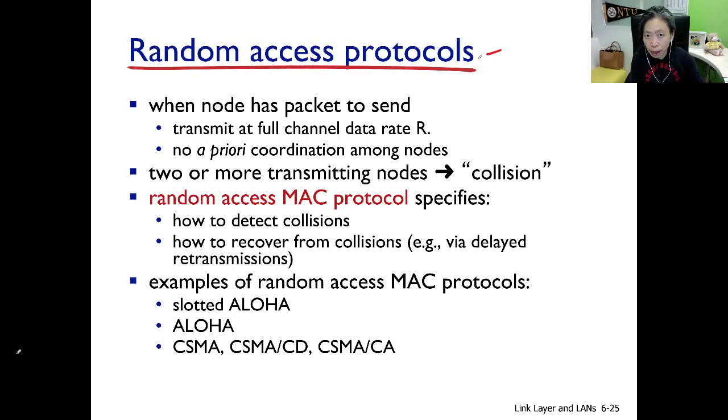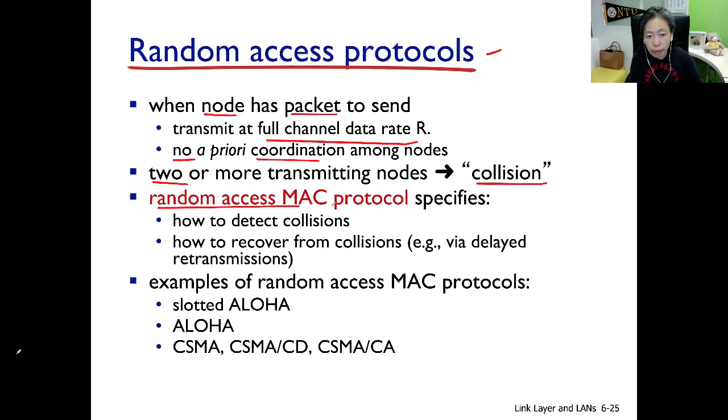This is the next big category. The node running on the random access MAC will send data at the full data rate, and there are no coordinations among nodes. Therefore, when there are multiple senders sending data at the same time, we have collisions.